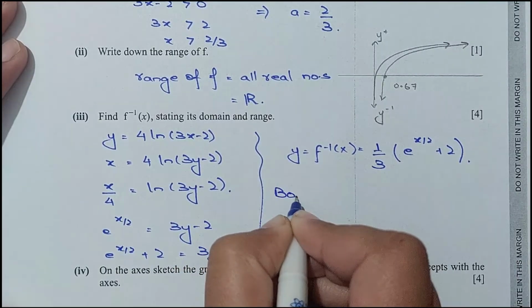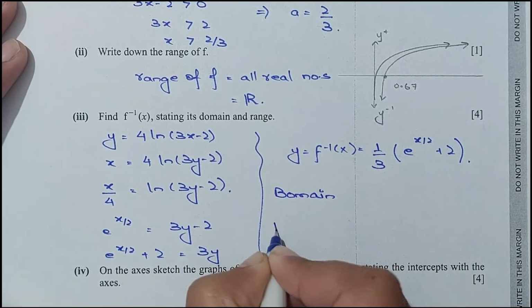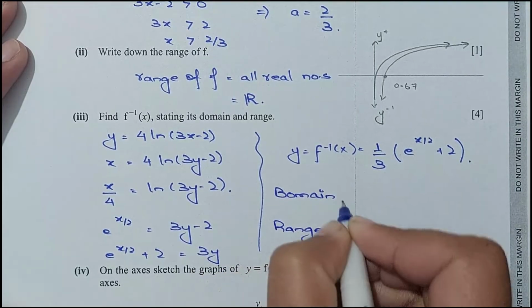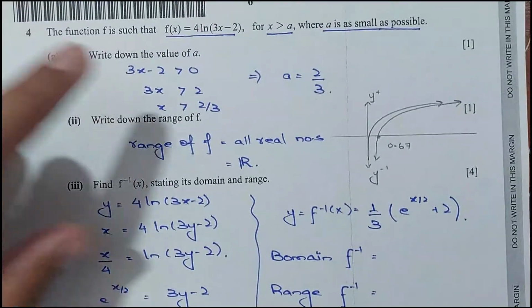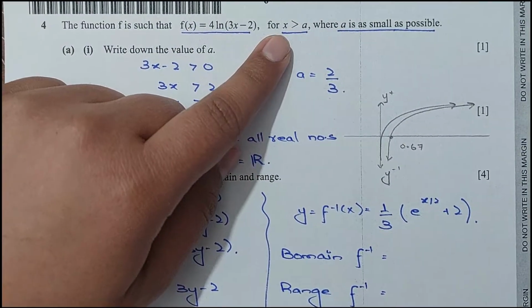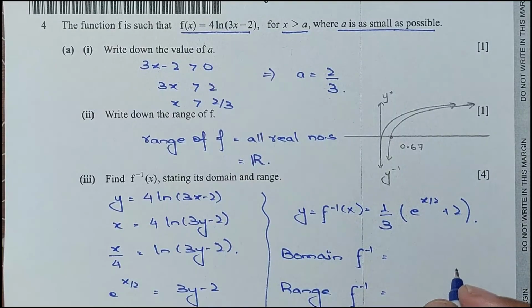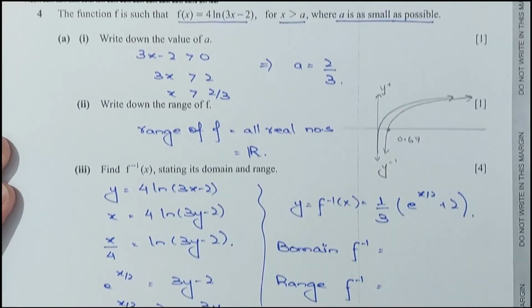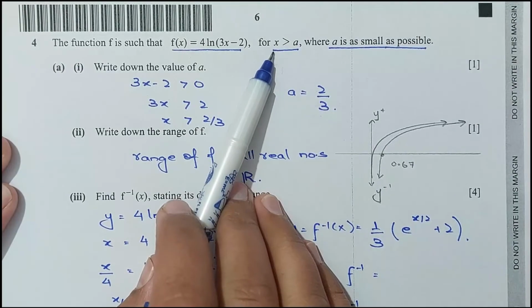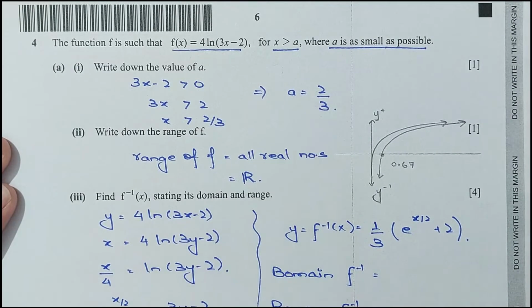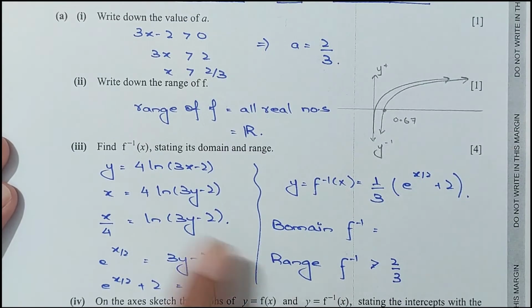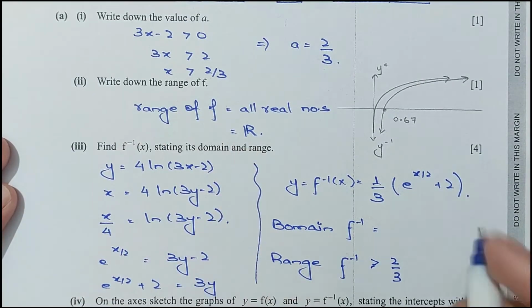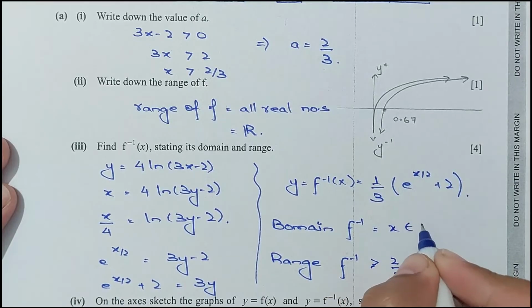The domain and the range. Okay, the domain of f inverse and the range of f inverse. Now the domain of f of x becomes the range of f inverse. This is the domain of f of x, which is x greater than 2 by 3. So the range of f inverse is greater than 2 by 3. The range of f would be the domain of f inverse, which is x belongs to all real numbers.